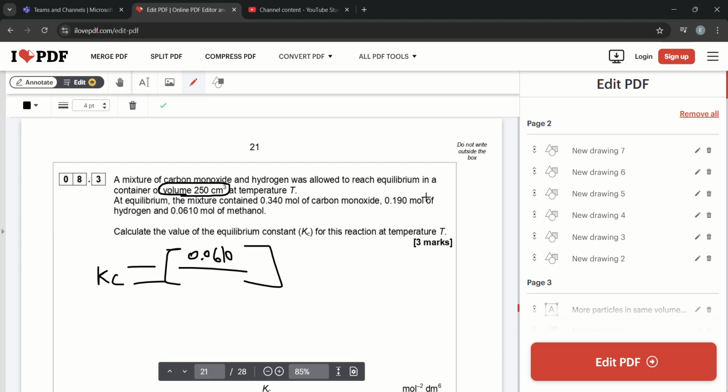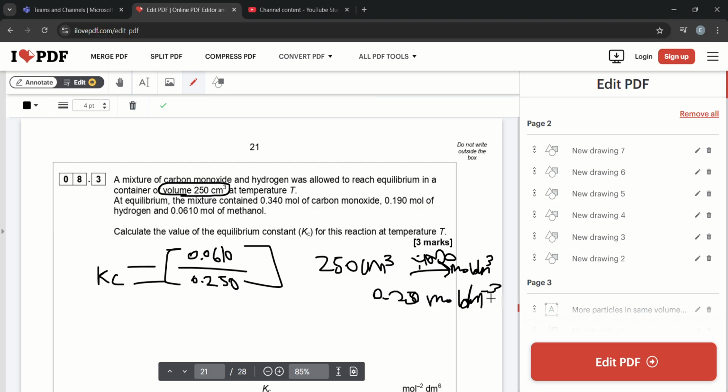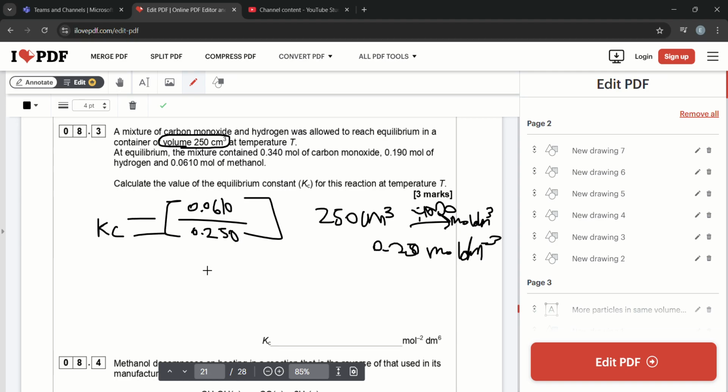Moles is concentration and volume, so concentration is moles divided by volume. So it's going to be this divided by 0.250. I already know it's in 250 centimetres cubed. We want it in mole per dm cubed, so what we need to do is divide by 1000. So we get 0.250. So it's going to be the moles divided by the volume, and same for the rest of them.